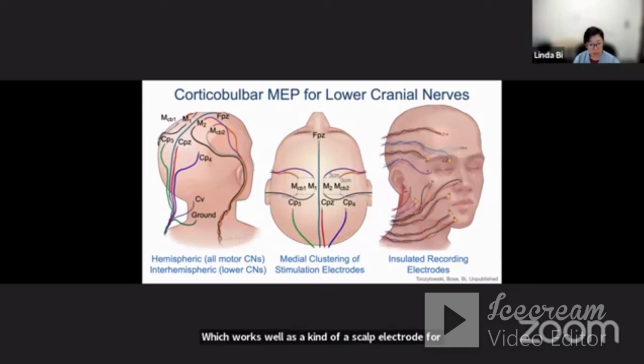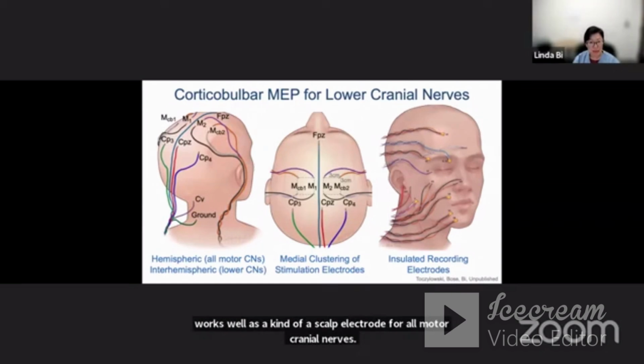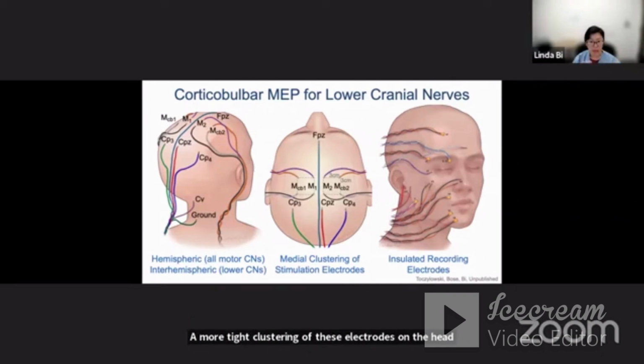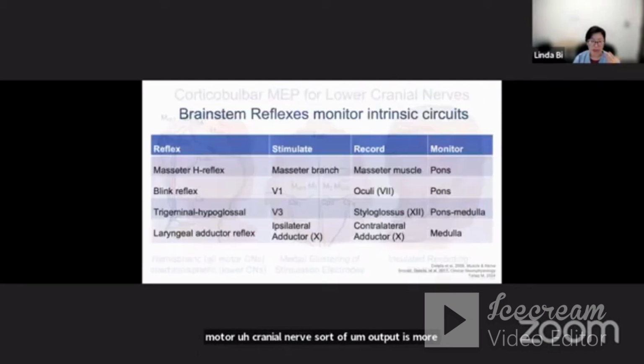A tighter clustering of these electrodes on the head for corticobulbar motor potentials is more effective than more distributed clustering. For us, about a 3 centimeter square serves as an optimal grid for placement of the anodes and cathodes. And the use of insulated electrodes in general for any motor cranial nerve output is more reliable than subdermal electrodes for recording. These can be placed on the trapezius, on the tongue, and on the cricothyroid.